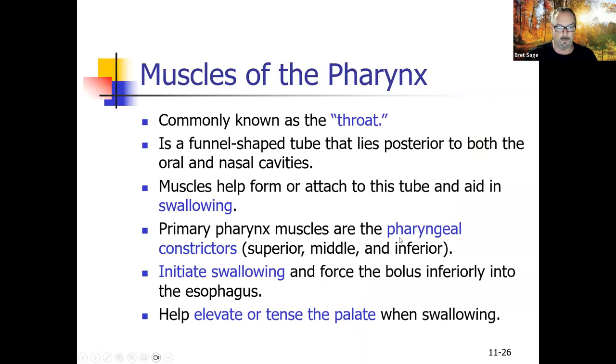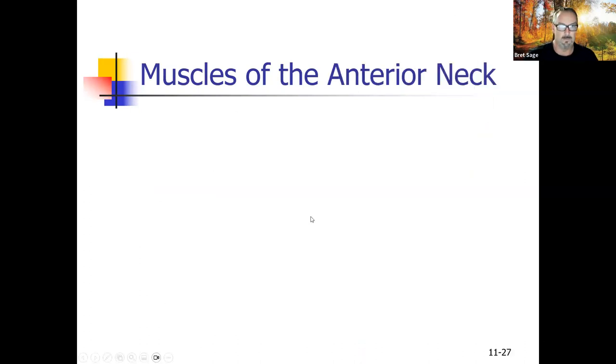Primary pharynx muscles are the pharyngeal constrictors, superior, middle, and inferior. They initiate swallowing, so they really help you swallow your food. They help elevate or tense the palate when swallowing. So what we mean is as the muscles pull, they lift the soft palate up so that food and beverage don't get into your nasal cavity.